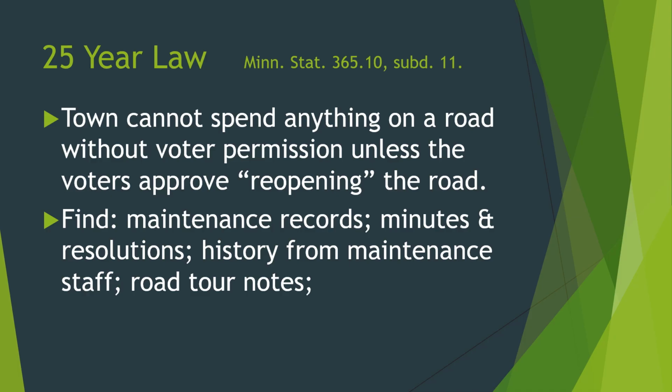And the next method we look at is a restriction. This is a restriction. It's not a loss of right-of-way. We call it the 25-year law. It is Minnesota Statute 365.10 subdivision 11, and it's just a spending limitation. It says, well, if a town has a road but it has not maintained it, hasn't done anything on it for 25 years, then it can't just start maintaining it again. It first needs the permission of voters at the annual meeting to, as it says, reopen the road.